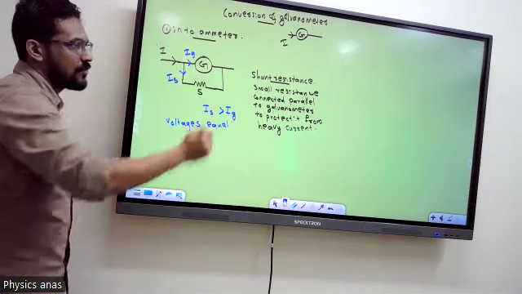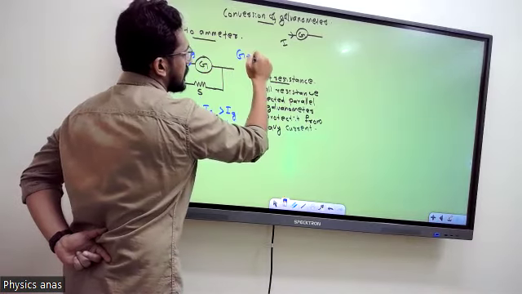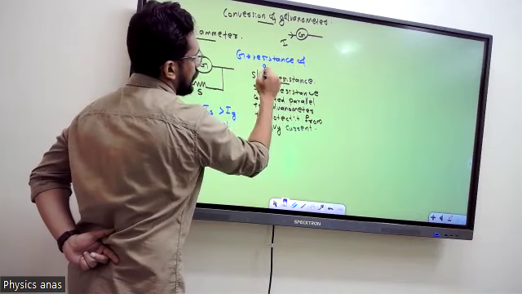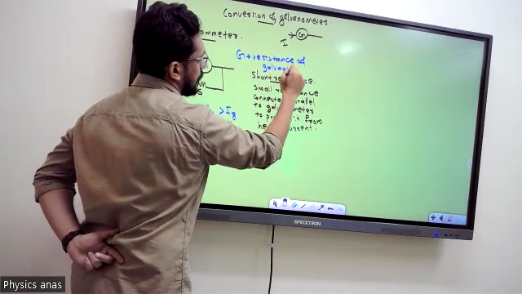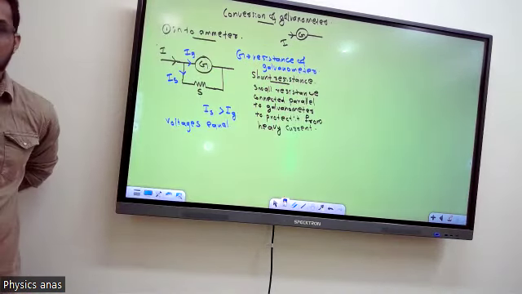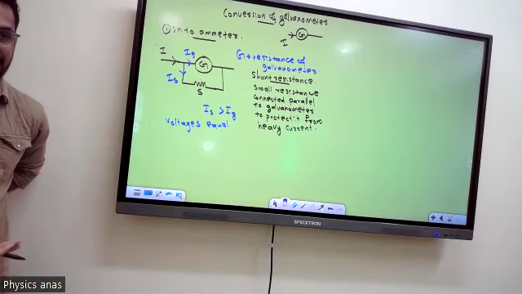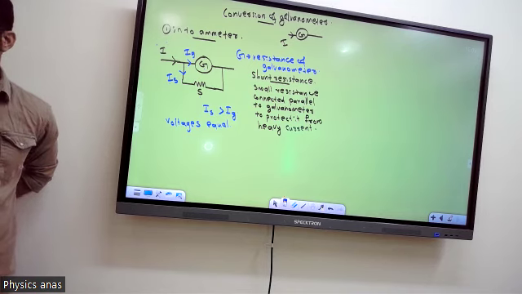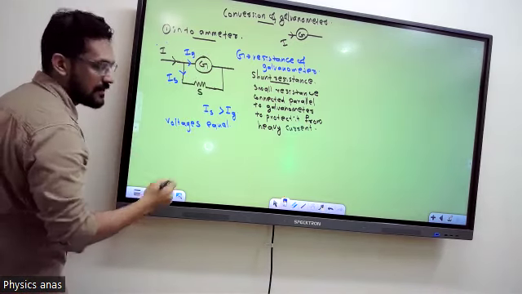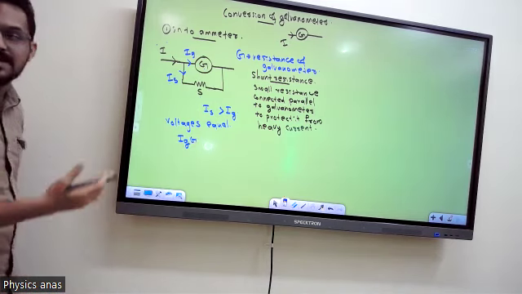Take the resistance of the galvanometer as G. G is taken as the resistance of the galvanometer. Then give me the voltage across the galvanometer. Yeah, current into resistance. That's the voltage across the galvanometer. Which is the current into resistance? Ig into G. Ig into G is the voltage across the galvanometer.